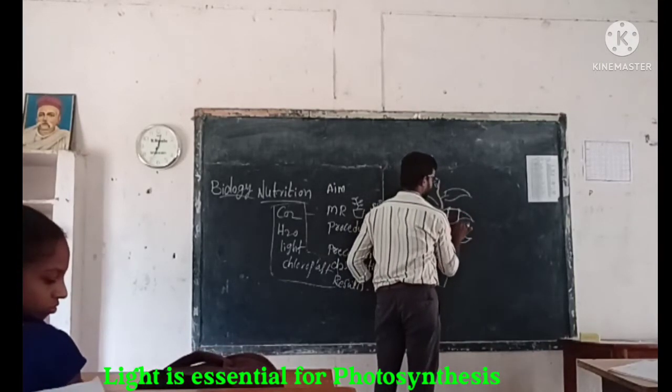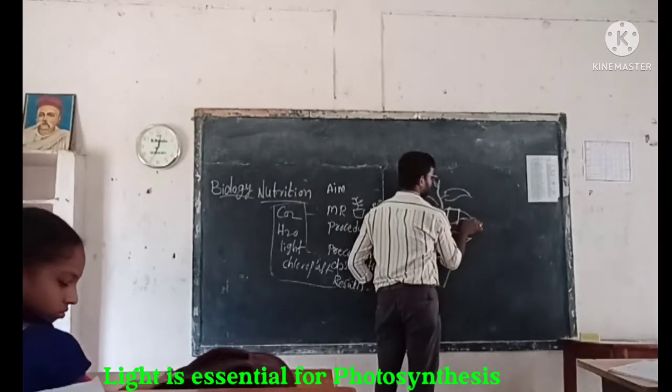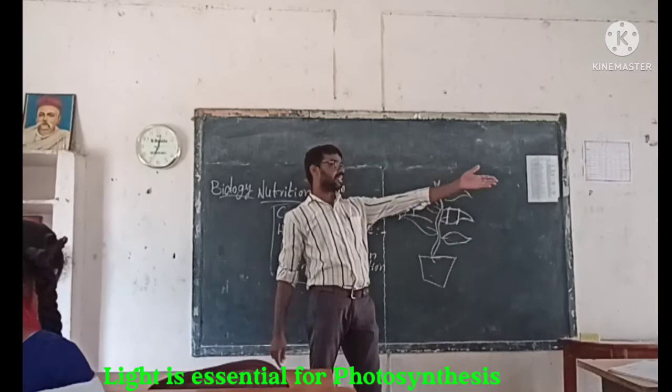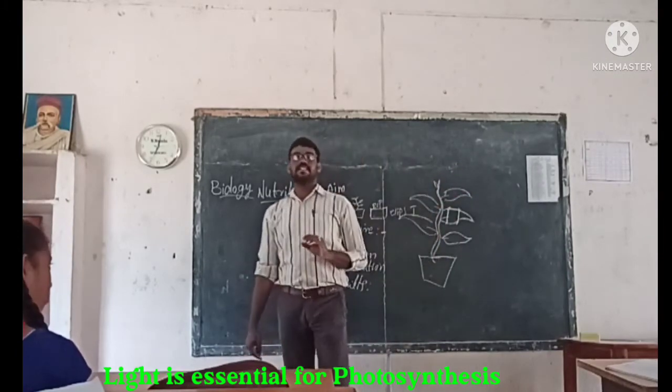This is the black paper area and this is the normal leaf area. After this clip, you have to keep this plant in sunlight. Okay? Procedure once again.